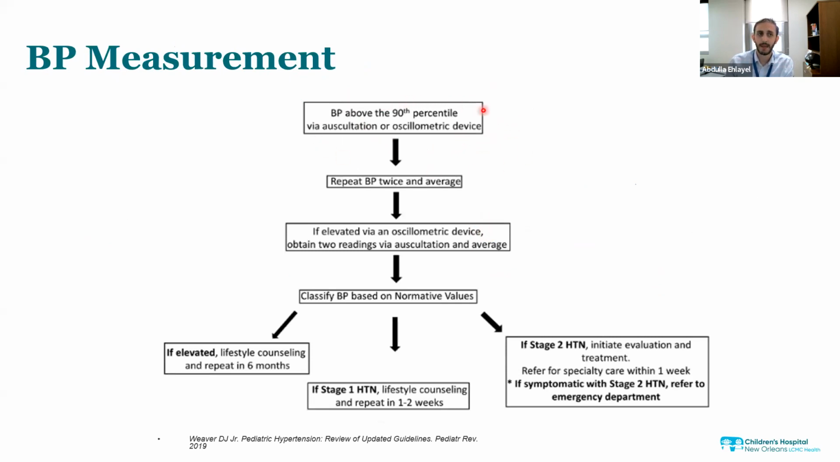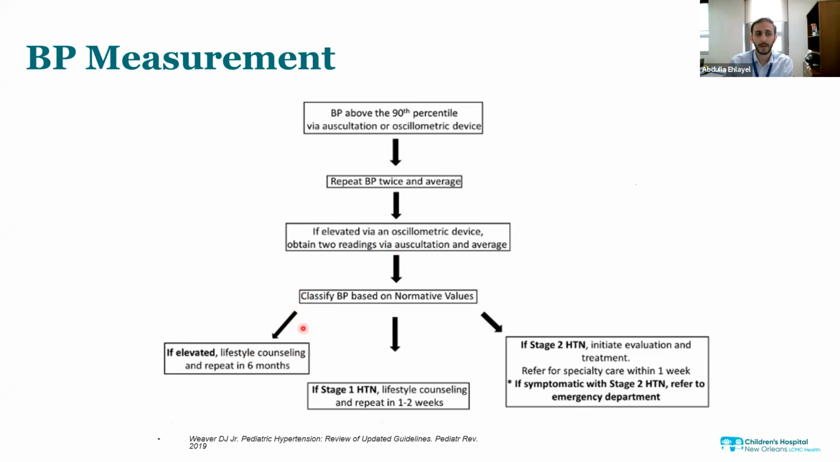So if the patient has an elevated blood pressure, more than the 90th percentile, in the same clinic in the same visit, the recommendation is to check the blood pressure twice and then get the average of these readings. You can use oscillometry or you can use auscultation. If you use oscillometry, make sure you get auscultation to confirm that the blood pressure is elevated. Now, based on your reading, it dictates what you'll do. And we'll talk about it a bit more shortly.